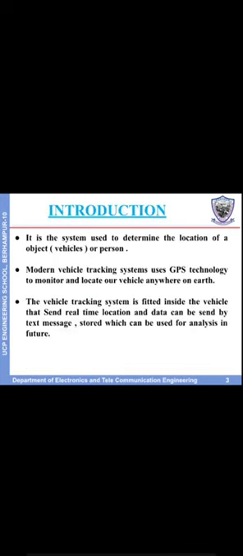Introduction. It is a system used to determine the location of an object or person. Modern vehicle tracking systems use GPS technology to monitor and locate our vehicle anywhere on earth. The vehicle tracking system is fitted inside the vehicle and sends real-time location and data, which can be sent by text message and stored, to be used for analysis in future.